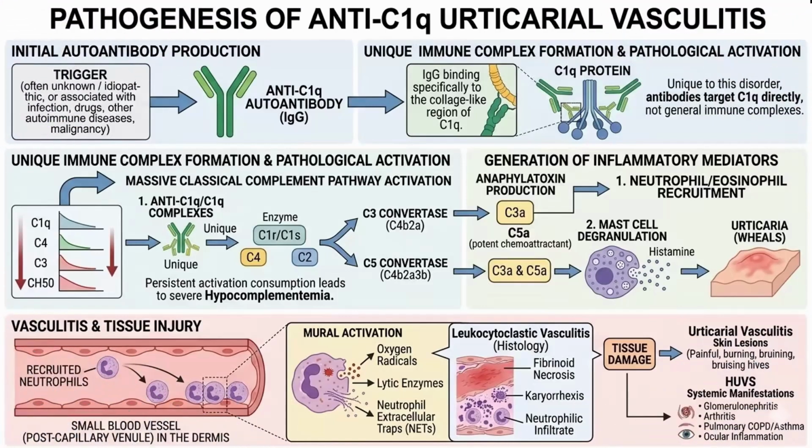The disease starts with a trigger that is largely unknown, but could be an infection, drug, or an autoimmune disease, or even a malignancy. This trigger induces the production of IgM against C1q. This immunoglobulin binds to C1q and forms an immune complex that is deposited in the vessel wall and activates the classical complement pathway, with degranulation of mast cells and recruitment of neutrophils and eosinophils. These cells injure the endothelium, leading to a leukocytoclastic vasculitis picture.